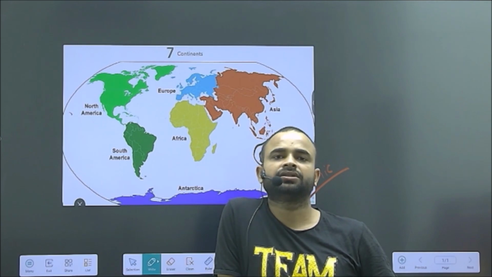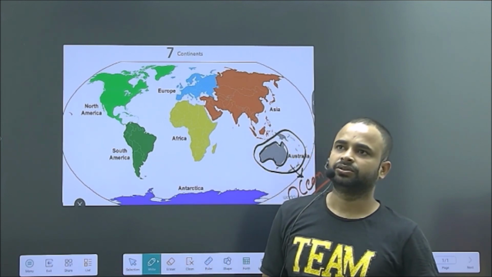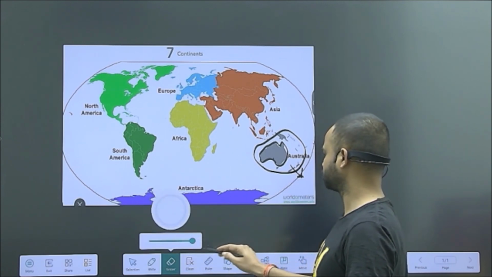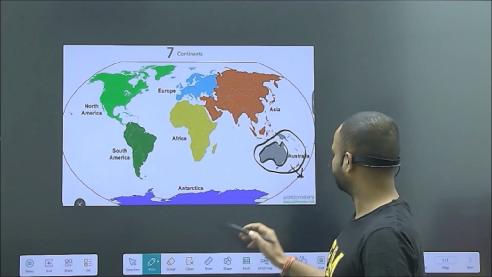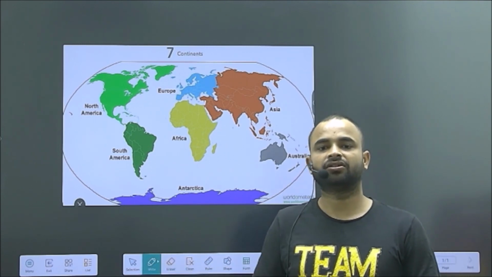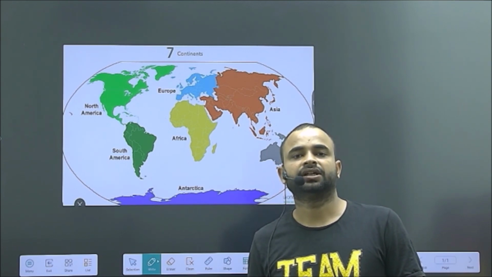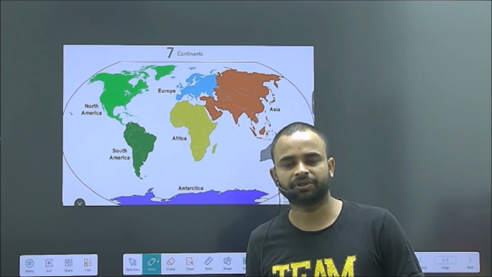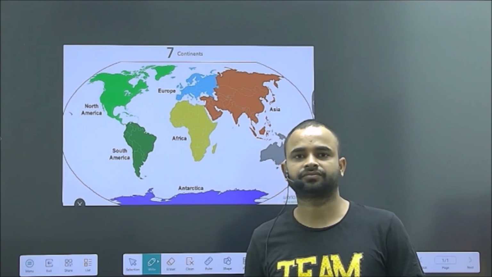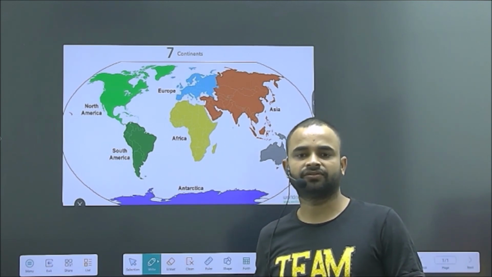So this is the number of continents, but you have to know the size of the continents and the percent area of the Earth. When we talk about size of continent, the Asian continent is the largest, then Africa, then North America, then South America, then Antarctica, then Europe, and then Oceania. So this is according to the size of the continent.